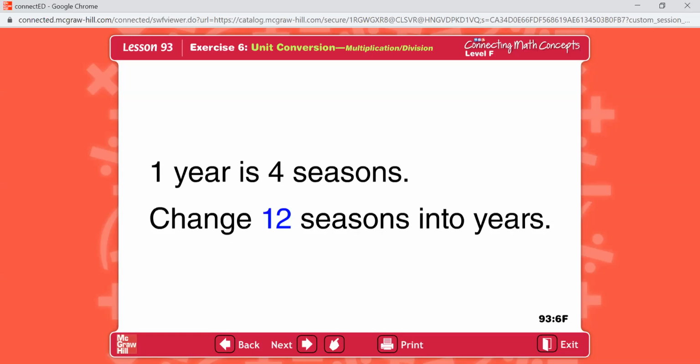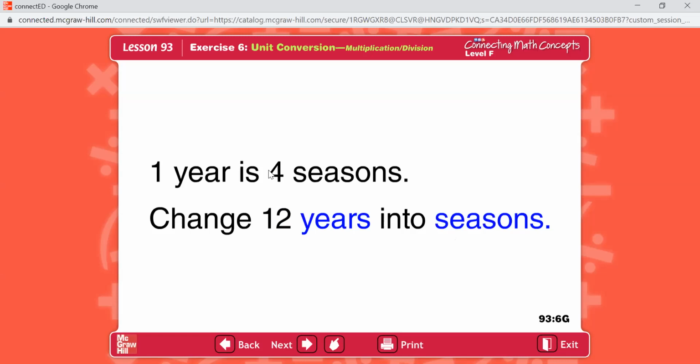Let's try something different. We just swapped these two. Read our fact again. Our fact is 1 year is 4 seasons. Now read our new problem. Change 12 years into seasons. Our new problem is change 12 years into seasons. To end up with seasons, are you going to multiply by 4 or divide by 4? To end up with seasons, you're going to multiply by 4.